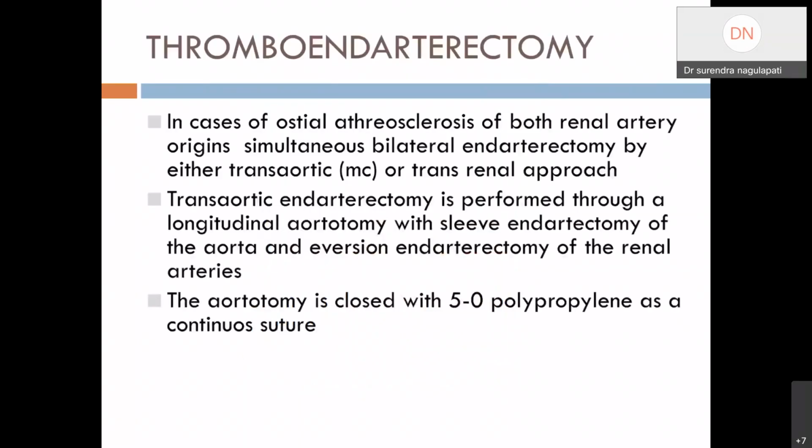Coming to the next procedure, thromboendarterectomy. In case of ostial atherosclerosis of both the renal artery origins, simultaneous bilateral endarterectomy by either transaortic or transrenal approach is used. Transaortic endarterectomy is performed through a longitudinal aortotomy with sleeve endarterectomy of the aorta and eversion endarterectomy of the renal arteries. The aortotomy is closed with 5-0 Prolene as a continuous suture.